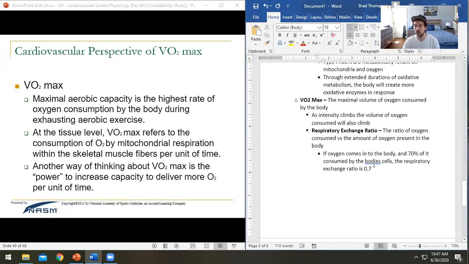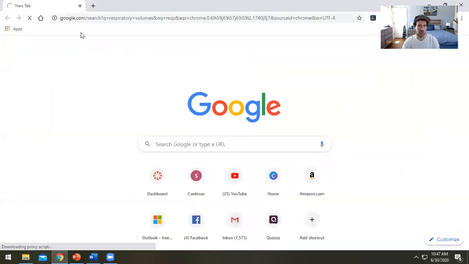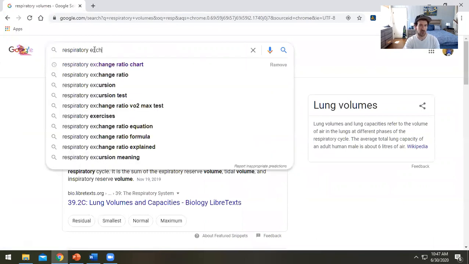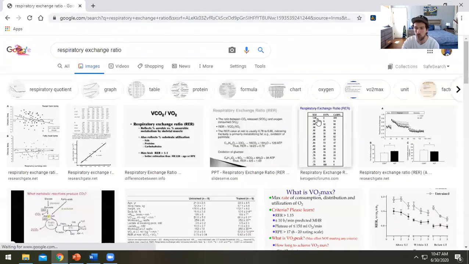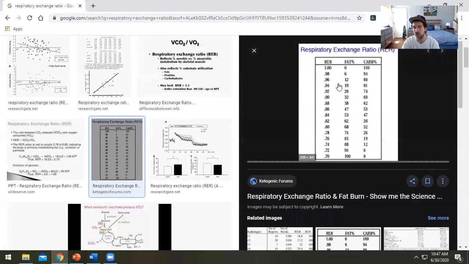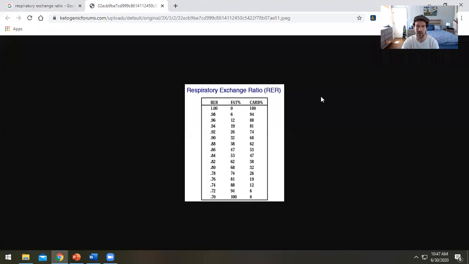So you're always going to be working somewhere between, oh, that's not what I want, exchange ratio. You're always going to be working somewhere between 0.7 and 1.0, right? So this is your respiratory exchange ratio chart right here. We just got done talking about this in our sports class, and this is also showing where your fuel sources are coming from, but we'll get to that later.